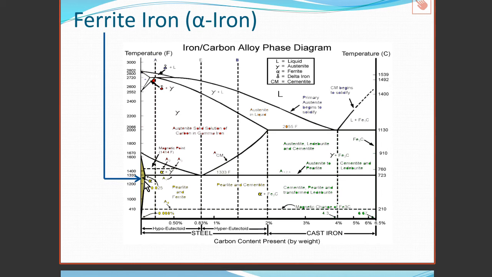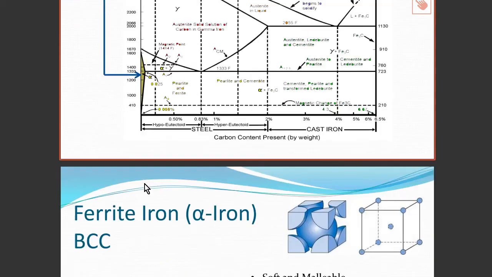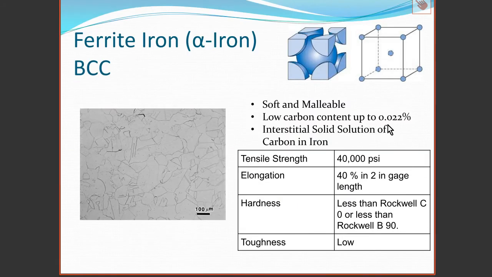So let's cool down here and let's look at this little strip. This little phase field there is where the ferrite phase exists. Ferrite is almost pure iron. So ferrite, also called alpha iron, they're the same thing. Alpha iron has a very low solubility for carbon, only up to 0.022%. Okay, very small amount.